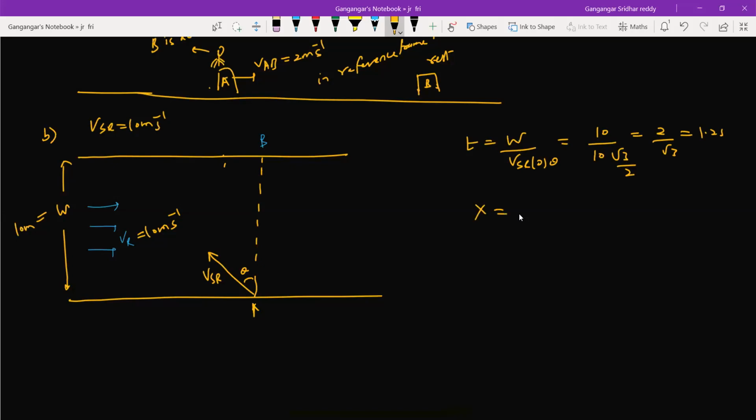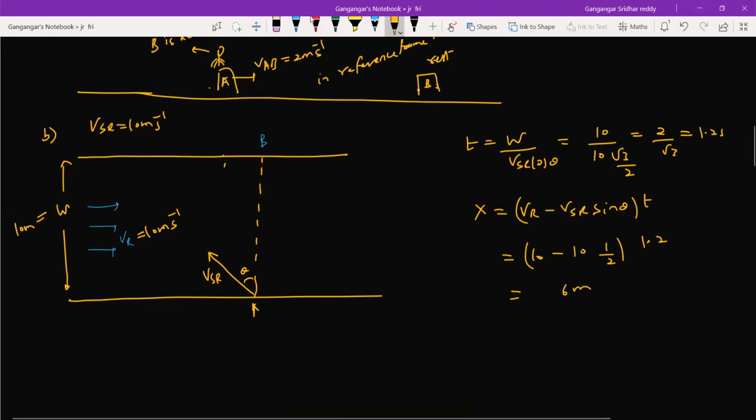Then what about the drift? Drift is given by VR minus VSR sine theta, into T. VR value 10, VSR 10. This will be 1 by 2, 5 into 1.2. 6 meters. So what is the drift now?